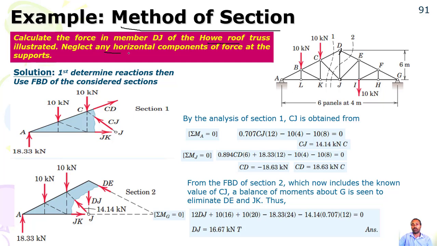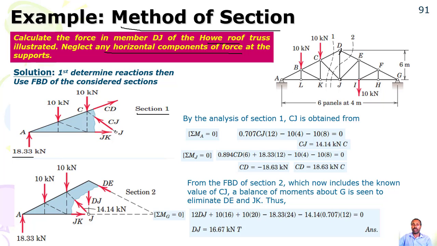Neglect any horizontal component of the force. First, determine the reactions using the overall free body diagram. You can find AY and CY. Then you can cut, for example, section 1. Cut CD, CJ, and KJ. After cutting, you have such a type.